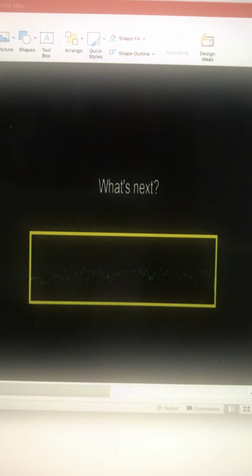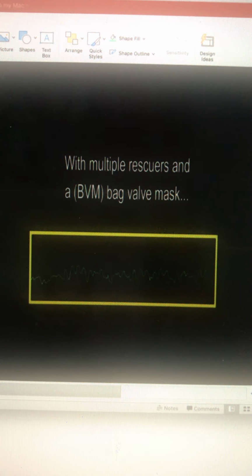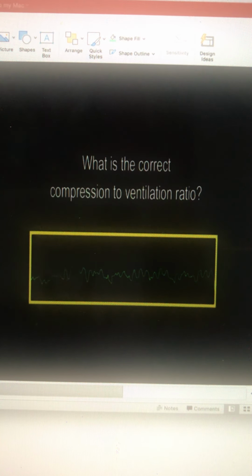Mabel, what do we do after we shock? Continue CPR and we can therapy. So they're saying that we have multiple people in this code, which usually we do in a hospital. Diana, what's the compression to ventilation ratio? It's not an elevated airway or an intubation. It's just a bag valve mask. 30 to 2. Okay, 30 to 2, yes.